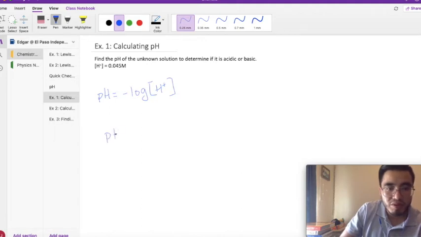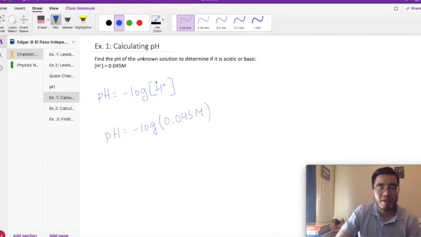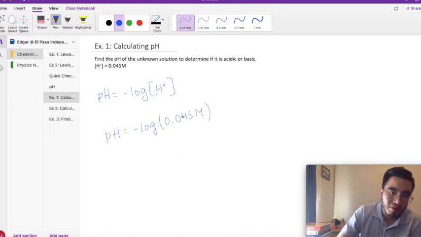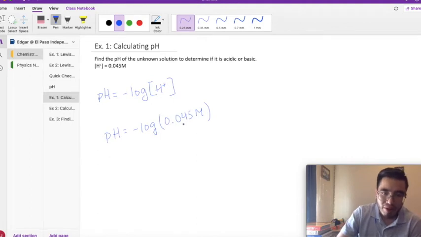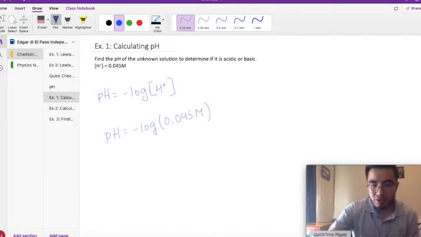We just substitute pH equals negative logarithm of 0.045. Notice how this one is not using scientific notation because this number is rather large in comparison to the other ones we talked about. And then what's next is just plug it into the calculator.